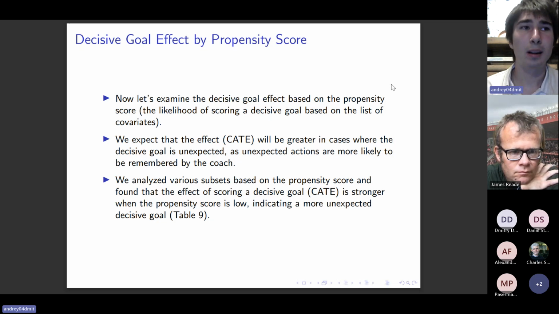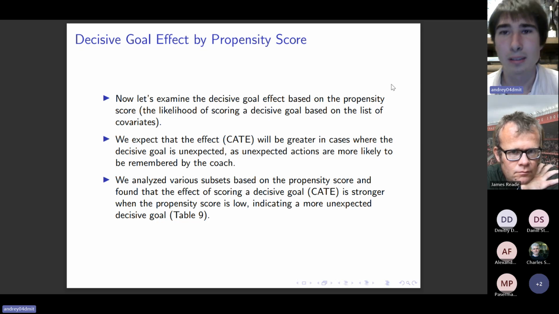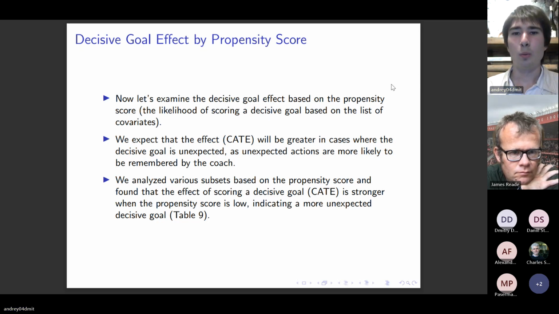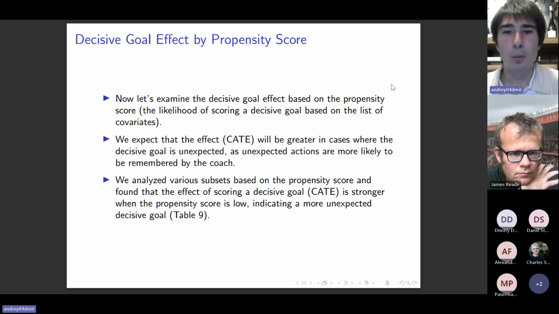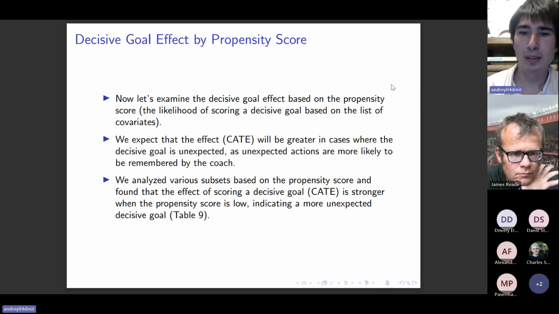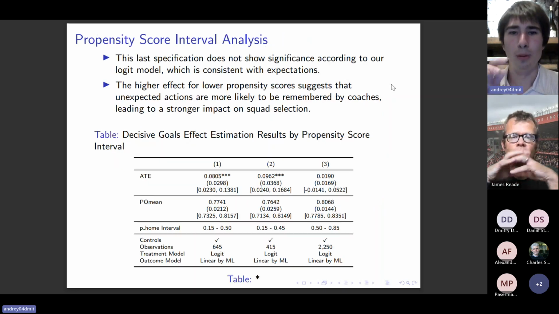do they differ from decisive goals which were like 90, 80, 70% decisive. So we expect, theoretically, that the effect, CATE, will be greater in cases where the decisive goal is unexpected, as unexpected actions are more likely to be remembered by the coach. So we analyzed various subsets based on the propensity score and found that the effect of scoring a decisive goal is stronger when the propensity score is low, indicating a more unexpected decisive goal.